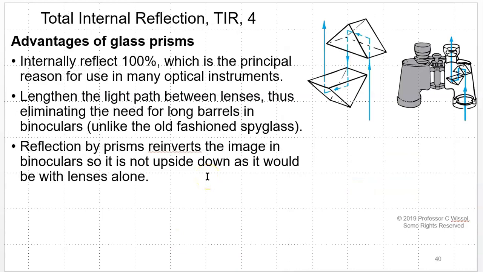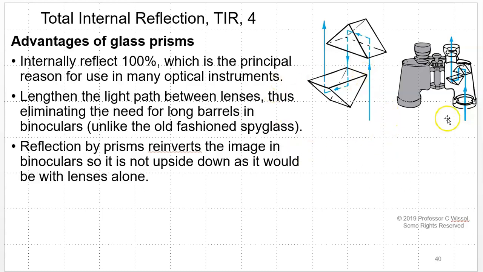The good thing about prisms is they can internally reflect 100%. And this makes them very useful in optical instruments. Okay, they're better than a mirror. You don't have any silvering, which can wear off. And if you ever notice the old pirate movies, they always have a long spyglass, and they look at it through one eye, and the other eye is usually covered by an eye patch. So he's looking through his good eye, his seeing eye. But the spyglass is long.